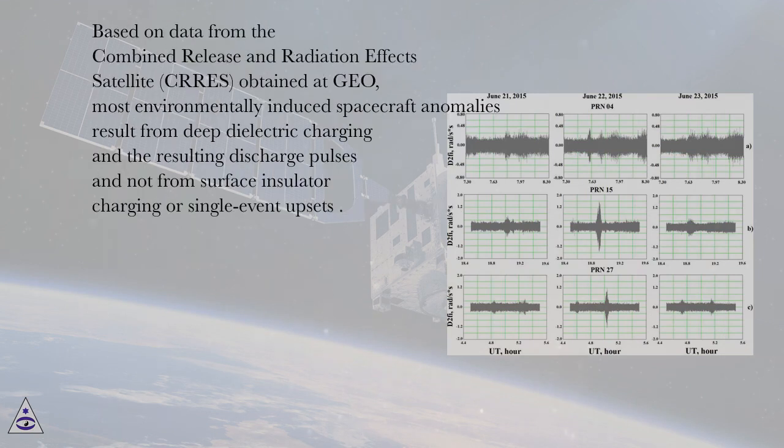Based on data from the Combined Release and Radiation Effects Satellite, CRRES, obtained at GEO, most environmentally induced spacecraft anomalies result from deep dielectric charging and the resulting discharge pulses, and not from surface insulator charging or single event upsets.